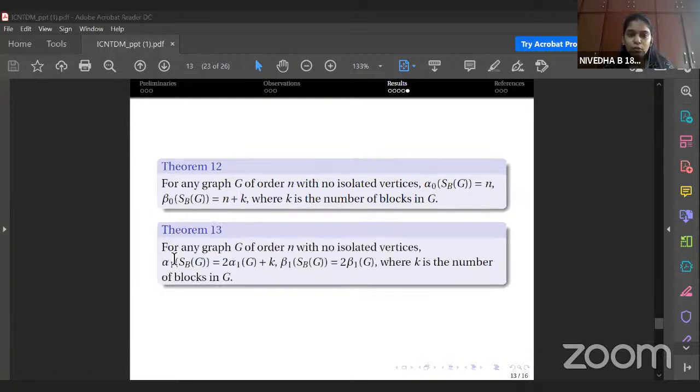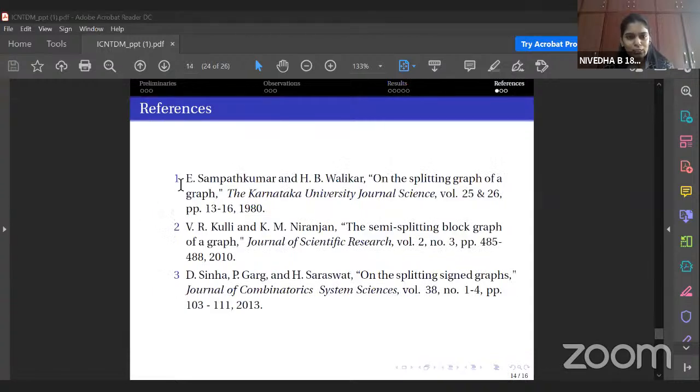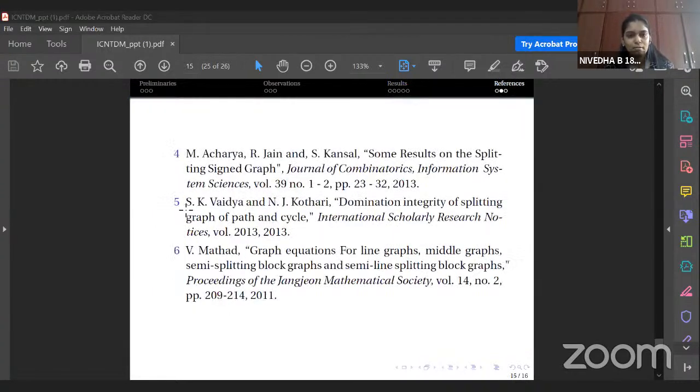And the next is, for any graph G of order n with no isolated vertices, alpha 1 of SB of G is equal to twice the alpha 1 of G plus k, and beta 1, that is the matching number, beta 1 of SB of G is equal to twice the beta 1 of the given graph G. Thank you. And these are the references for my topic. Thank you.